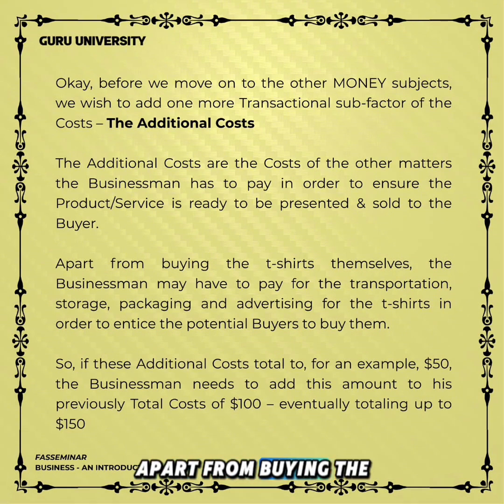Apart from buying the t-shirts themselves, the businessman may have to pay for the transportation, storage, packaging and advertising for the t-shirts in order to entice the potential buyers to buy them. So if these additional costs total, for example, 50, the businessman needs to add this amount to his previous total costs of 100, eventually totaling up to 150.